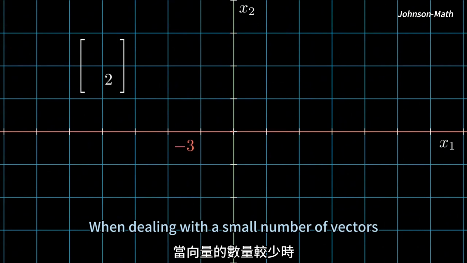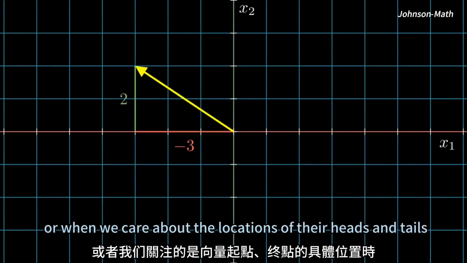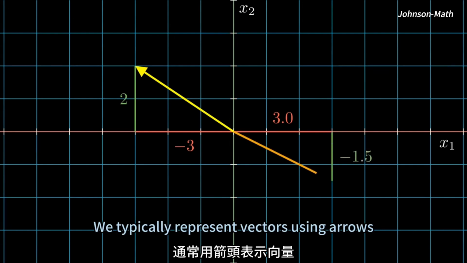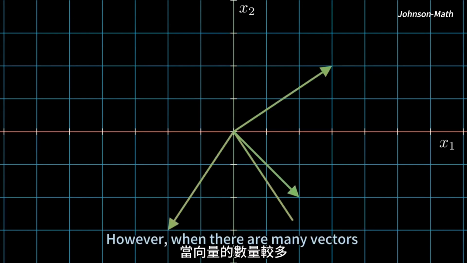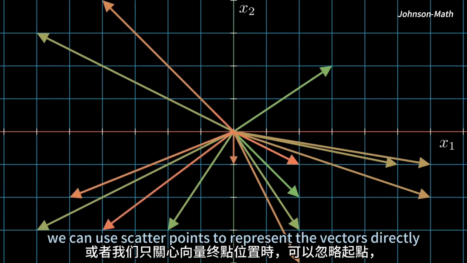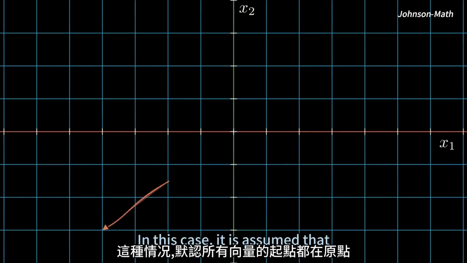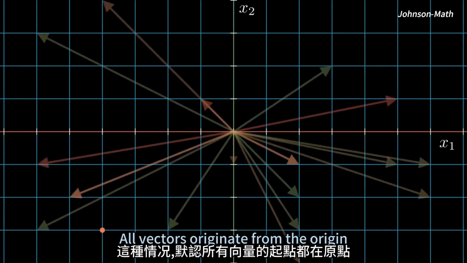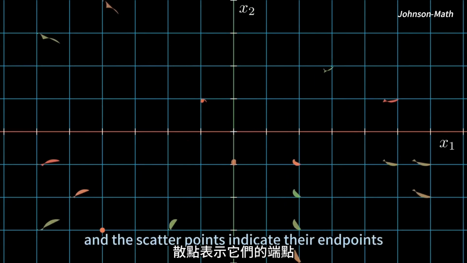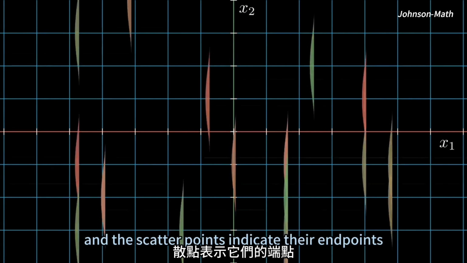When dealing with a small number of vectors, or when we care about the locations of their heads and tails, we typically represent vectors using arrows. However, when there are many vectors, we can use scatter points to represent vectors directly. In this case, it's assumed that all vectors originate from the origin, and the scatter points indicate their endpoints.